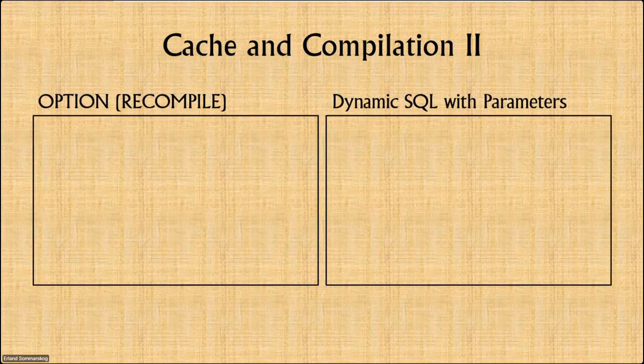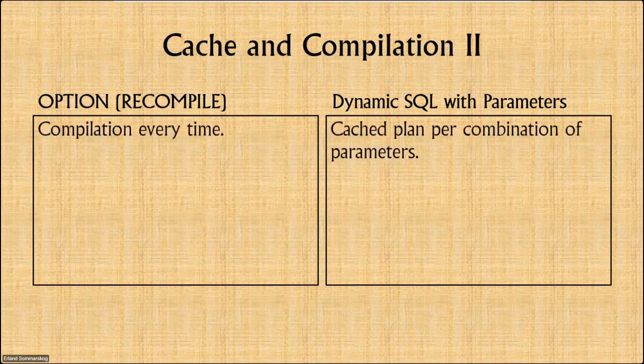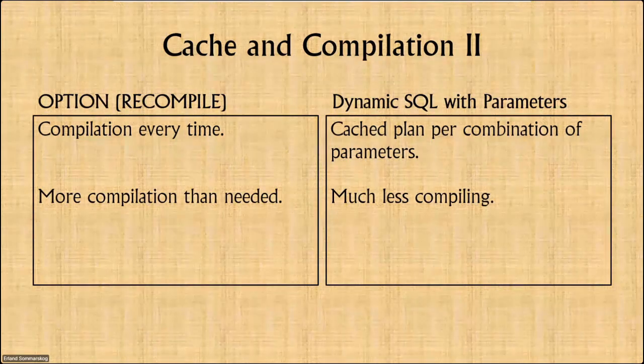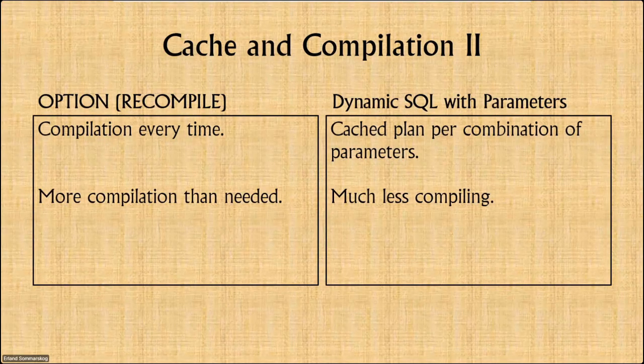So to the left, RECOMPILE, to the right, dynamic SQL with search with parameters. So RECOMPILE, cache compilation every time. Dynamic SQL, I get a cache plan per combination of parameters. This means that with RECOMPILE, I will get more compilation than I need, because every once in a while I will produce the same plan.